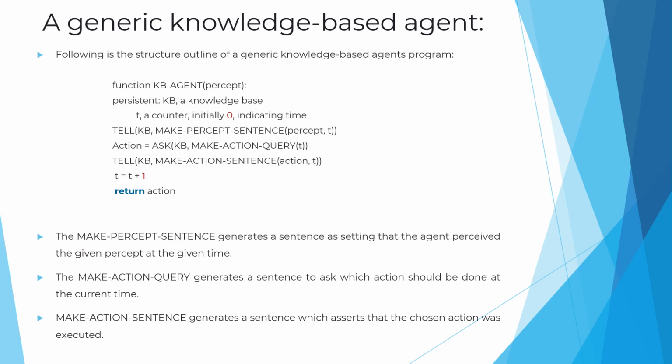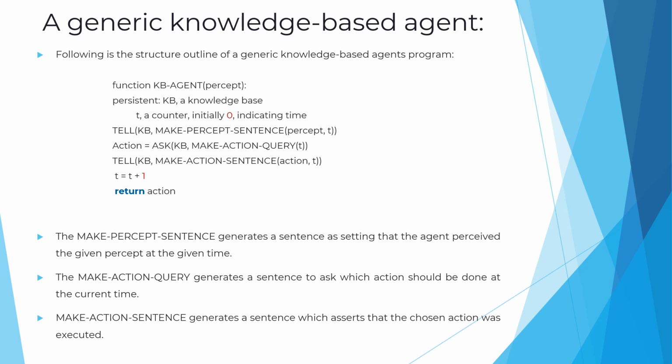Now we are going to see generic knowledge-based agent. This is the structure of a generic knowledge-based agent. In the structure, we write one knowledge-based agent function. In the function, the knowledge-based agent takes a percept as input and returns an action as output. The agent maintains a knowledge base, KB, and it initially has some background knowledge of the real world. It also has a counter to indicate the time for the whole process, and this counter is initialized with 0.